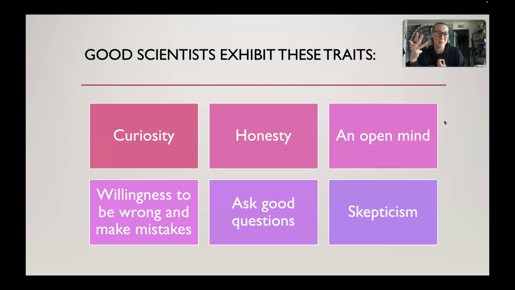Willingness to be wrong and to make mistakes. This one's also huge. It's sometimes really hard as a human to say, oh my gosh, I made a mistake, I'm so wrong, I'm so sorry, let me fix that. A good scientist, or a good human really, will recognize, hey, I was wrong, I made a mistake. I'm human, I apologize, let's move on. That's a good thing to do as well.